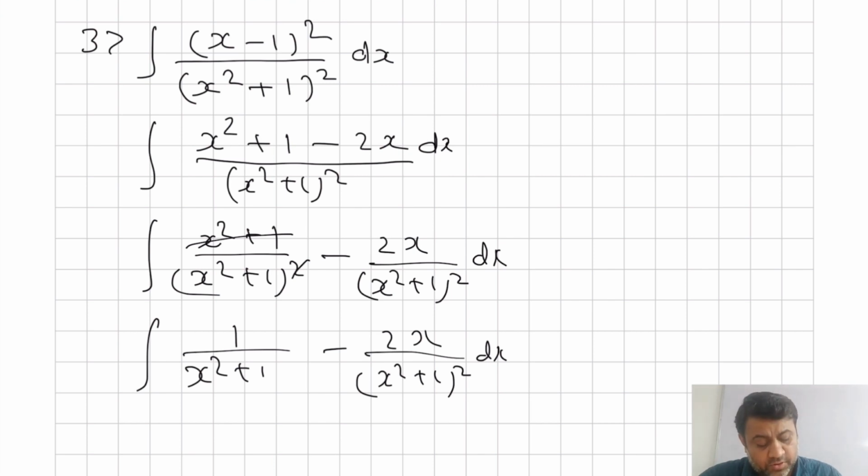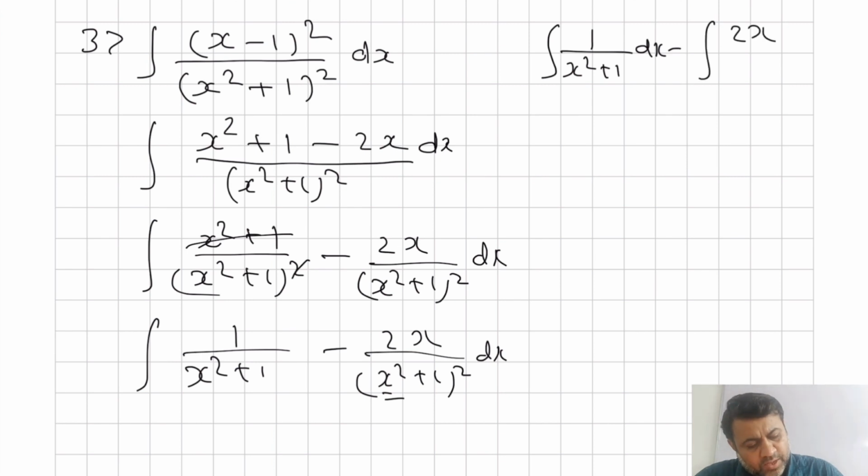Next we have 2x upon x square plus 1. So I just want you to observe here, what is the derivative of x square? Derivative of x square is 2x. It is somehow present in the numerator. So what I'll do here first is I'll take them separately. First I'll write 1 by x square plus 1 dx separately, and minus, I take 2x by x square plus 1 the whole square dx separately. I just separated these two parts.